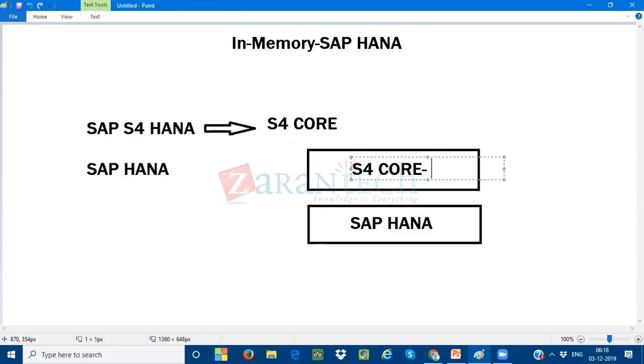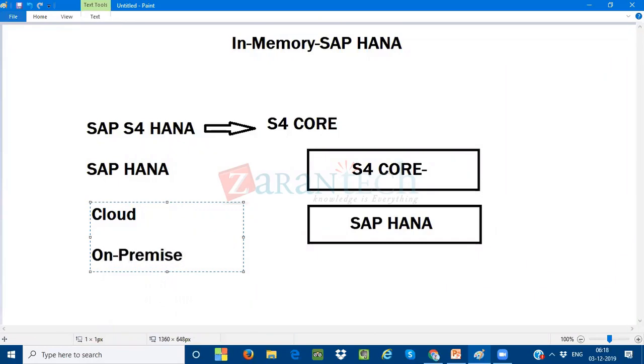When you go to the core release, we have two deployment options as of now. Forget about the hybrid. We have cloud, and I'll tell you the differentiation in the coming classes, and we have on-premise. Now, when you go to the S4 core, what is the application core release? We definitely have to know this.